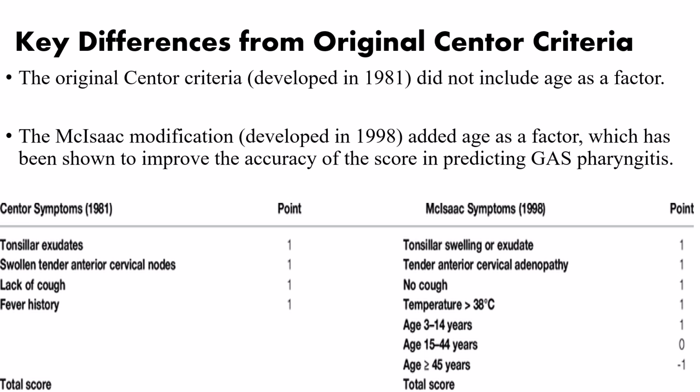developed in 1981, did not include age as a factor, but the modified one, or the McIsaac modification, developed in 1998, added age as a factor, which has been shown to improve the accuracy of the score in predicting group A streptococcal pharyngitis.